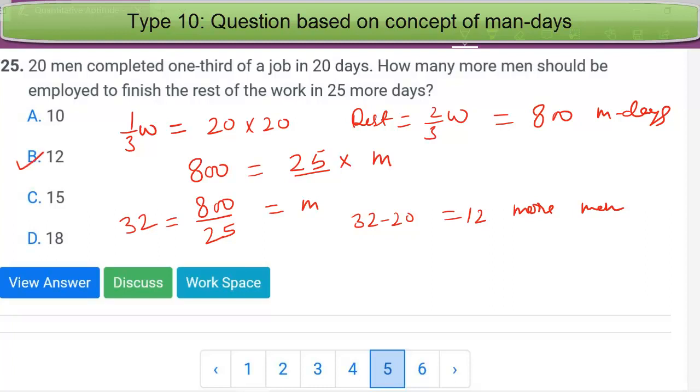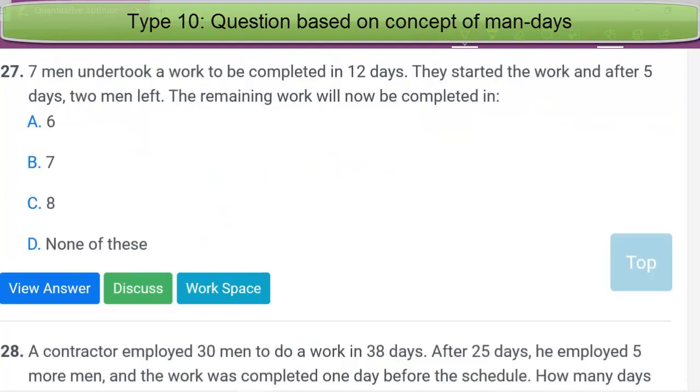So here we have again a question based on man days. 7 men undertook a work to be completed in 12 days. They started to work, and after 5 days 2 men left. The remaining work will now be completed in what time? Okay, so total work in this case has to be written in terms of man days, right? So 7 men take 12 days, that means 12 sevens are 84 man days is the total work.